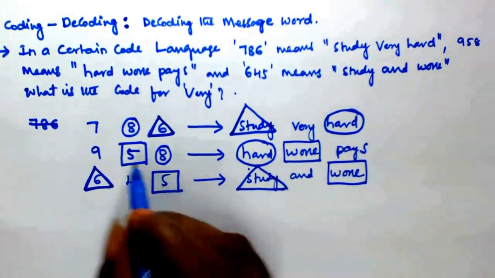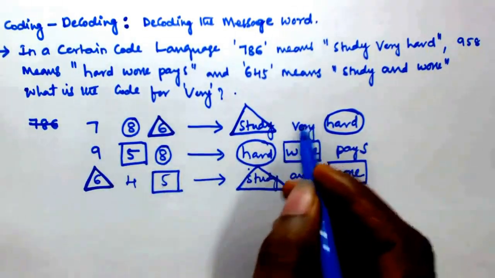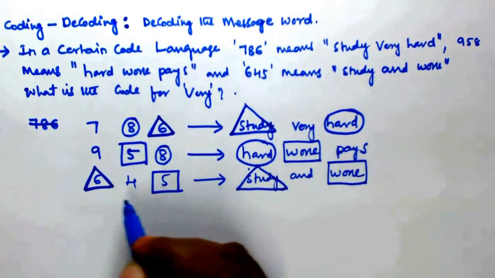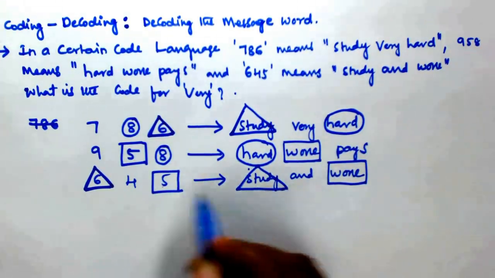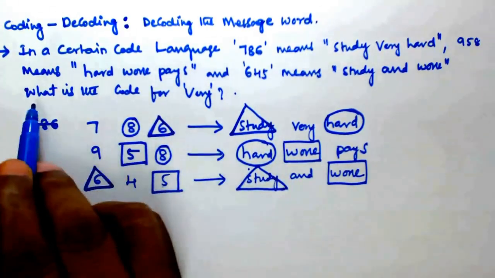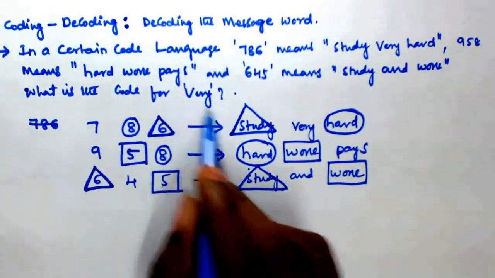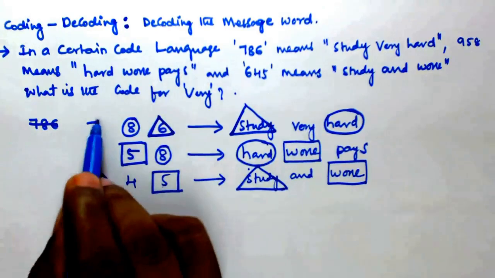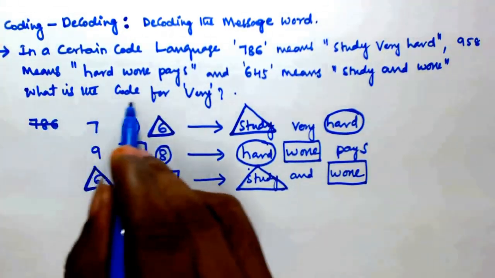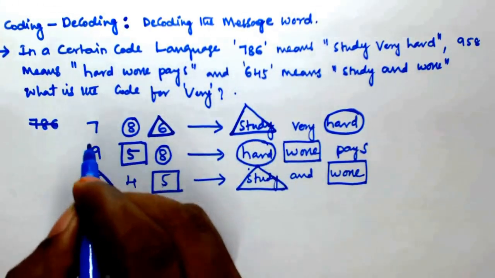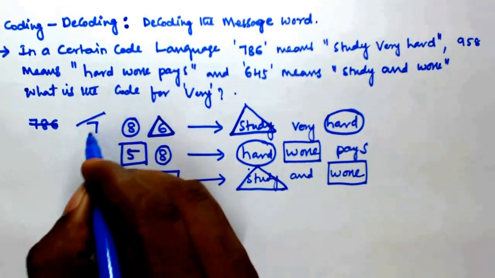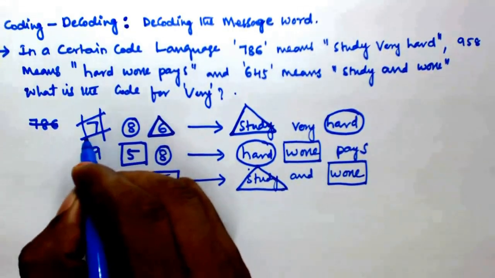Now what are we left with? 7 means very, 9 means pays and 4 means and. Now we have to find the symbol for very. Very is here and only the 7 is left. So what is the code for very? The 7 is the code for very.